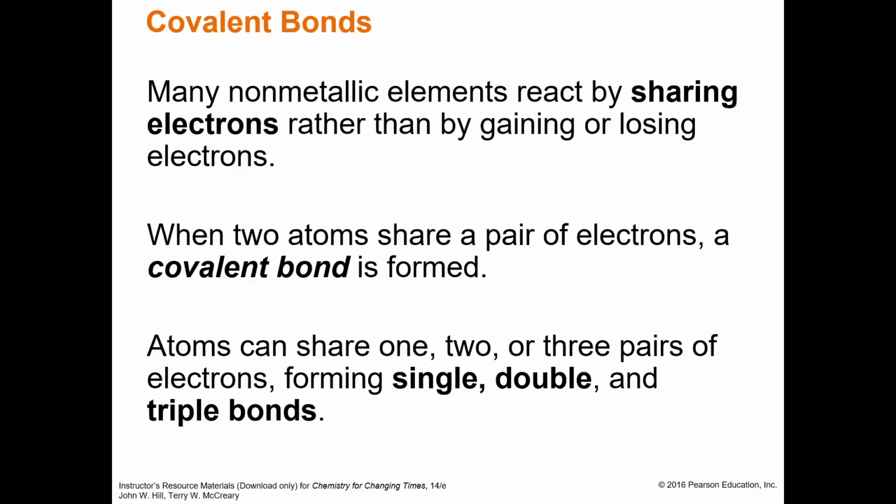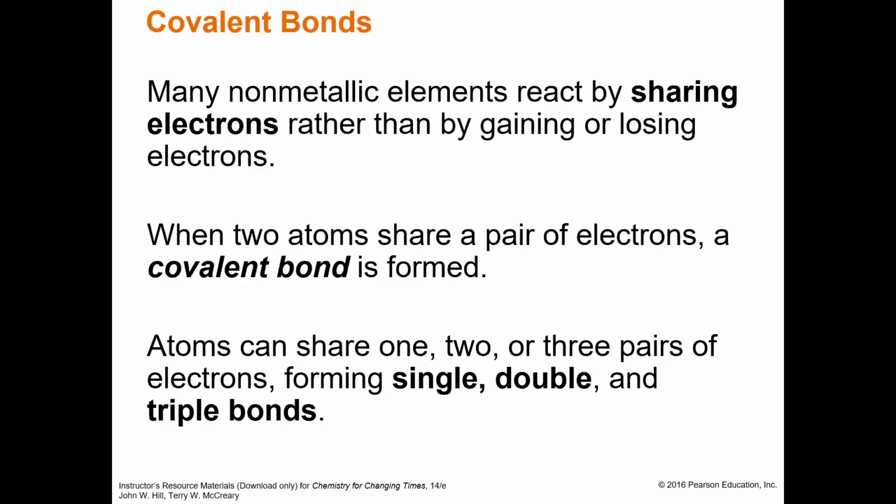Many non-metallic elements are going to react by sharing electrons rather than by gaining or losing electrons. So we had ionic bonding. Ionic bonding, a metal loses an electron to a nonmetal. That's the overall gist that we talked about. So now we're going to be talking about something where one thing isn't going to be able to lose electrons to the other. They're going to be too equal to do that. So they're going to have to share electrons. And this is called covalent bonding.